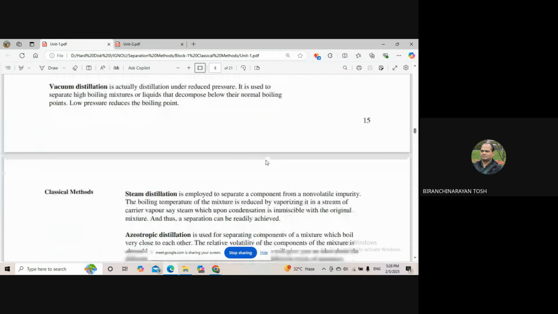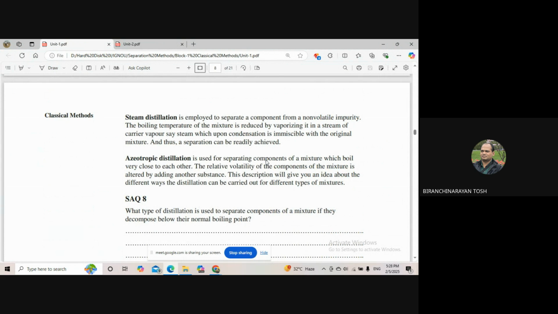Then steam distillation. Generally, it is employed to separate the components from a non-volatile impurity. The boiling temperature of the mixture is reduced by vaporizing it in a stream of carrier vapor, say steam, which upon condensation is immiscible with the original mixture, and thus a separation can be readily achieved. I think I am clear.